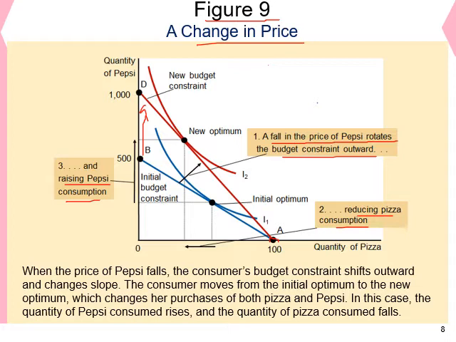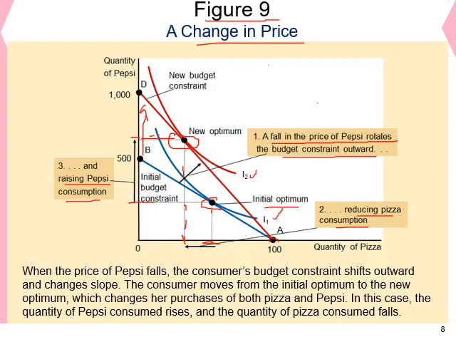This would reduce the consumption of pizza and raise the Pepsi consumption. Because from the initial optimum right here, this much Pepsi was consumed and that much pizza was consumed. But with the rotation of the budget constraint, the new optimum is on the higher indifference curve, right here, I2, which is higher than I1. You can see that the consumption of pizza falls to this level, and the consumption of Pepsi increases to this level.